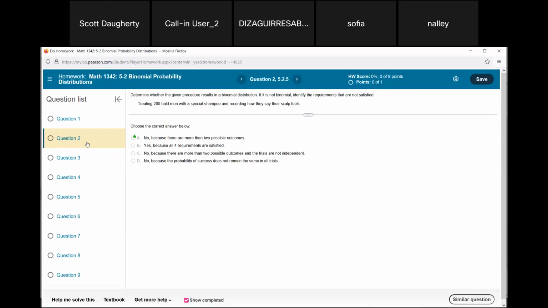Okay, so here they say they treat 200 bald men with a special shampoo and record how they say their scalp feels after using this. So if you look at it, the fixed number of trials is 200, I guess. So it satisfies the first condition. The second condition, though, is where we run into a problem, because when someone says how their scalp feels, there could be more than two possible responses. So there's not exactly two outcomes possible here. There's more than two outcomes that are possible. And so that's where this breaks down. This would not give us a binomial distribution because of that.